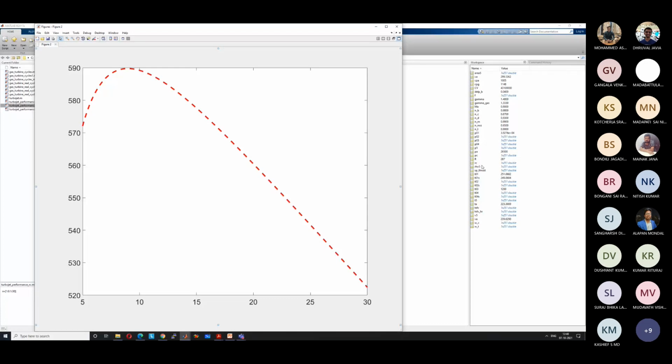What is generally done to create performance maps is that the specific thrust is mapped to the thrust specific fuel consumption. Okay, so we have a particular set of values of specific thrust for compressor pressure ratio.